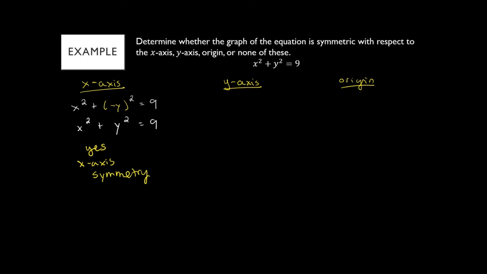Now to test y-axis symmetry, you plug in negative x instead of x. And because of the square, you can start seeing the pattern and be like, oh, I'm squaring a negative x. We've seen that before. Squaring negative x gives you a positive x squared. So those are going to cancel out. And we see, okay, we got the same equation. So here we also have y-axis symmetry. So we have both here.